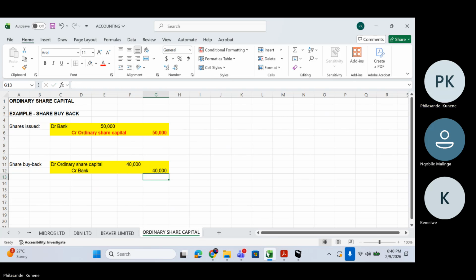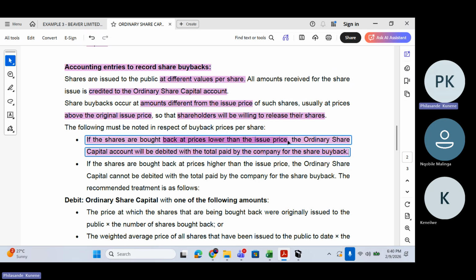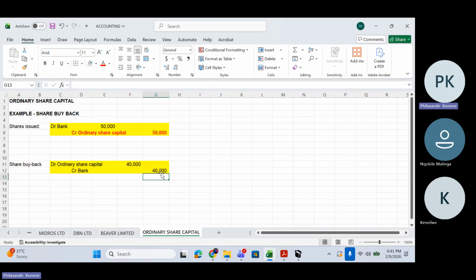You see, if shares are bought back at a price lower than the issue price, the ordinary share capital account will be debited with the total paid by the company for the share buyback. If I issued them at 50,000, but I buy them back at 40,000 rand, this is the journal entry that we're going to process.